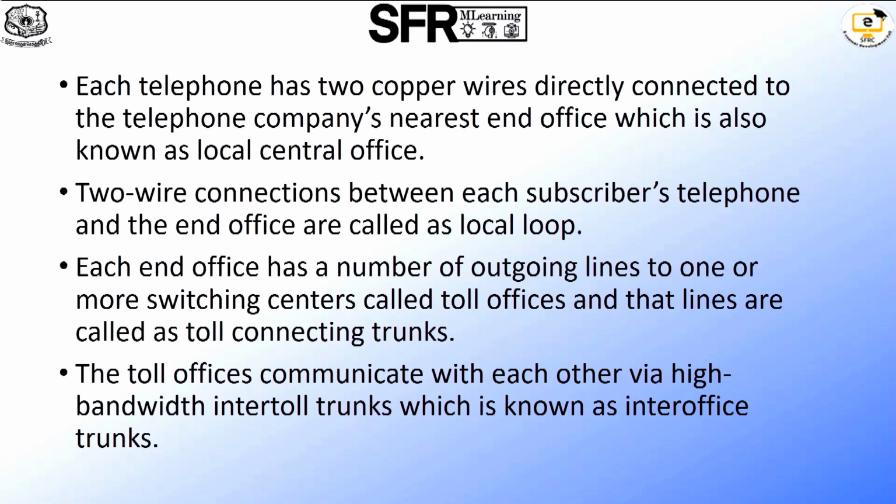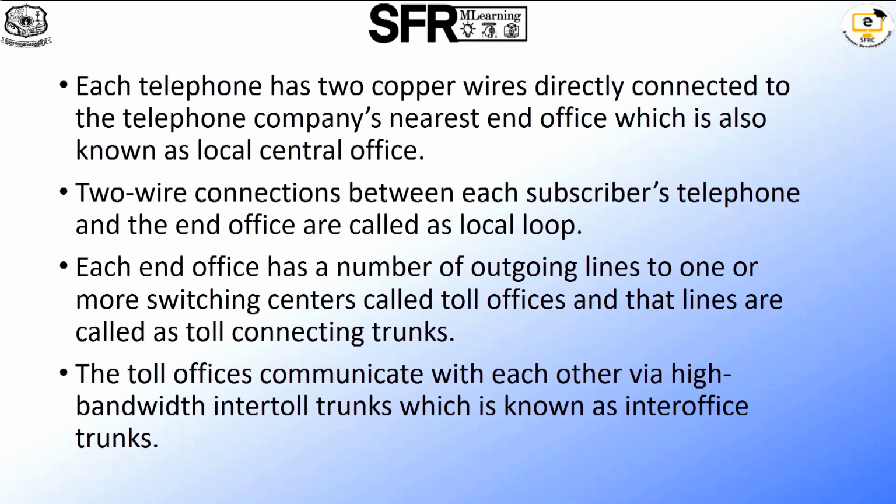If the called telephone is attached to another end office, each end office has a number of outgoing lines to one or more nearby switching centers called toll offices. These lines are called toll connecting trunks. The number of different kinds of switching centers and their topology varies from country to country depending on the country's telephone density. If the caller and the callee do not have a toll office in common, a path has to be established between two toll offices, which communicate with each other through high bandwidth inter-toll trunks, also called inter-office trunks.